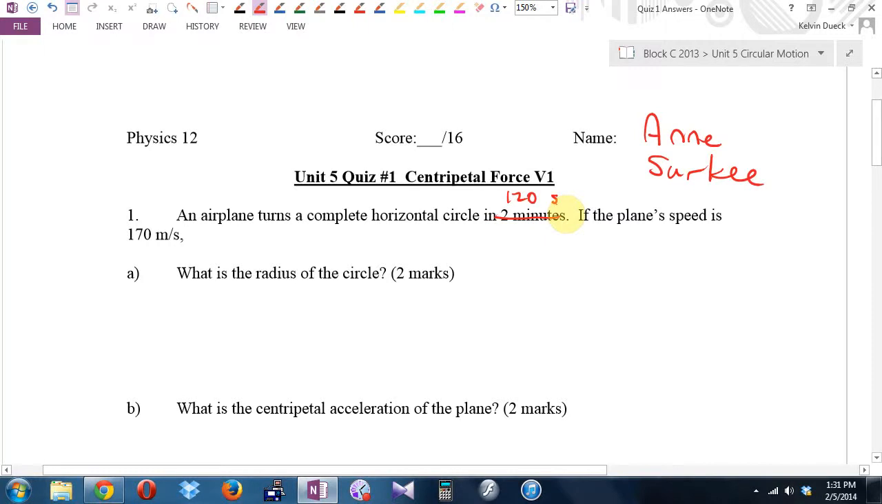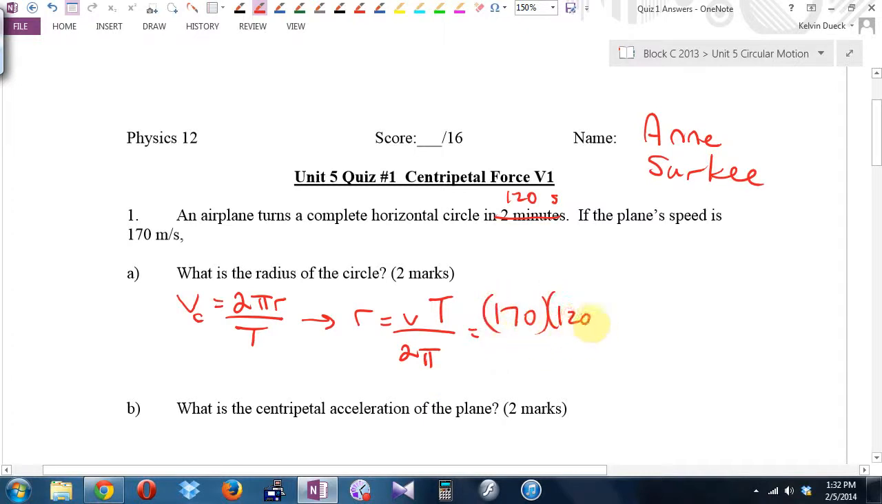Well, they gave me speed. They gave me radius. This equation is not on your formula sheet, sorry. It's the equation for centripetal or circular speed, which is distance over time. Not on your formula sheet. I'm pretty sure that means the radius is going to be the speed times the period divided by 2 pi. Is that right? Times by T. Yep. It's going to be 170 times 120 divided by 2 pi.